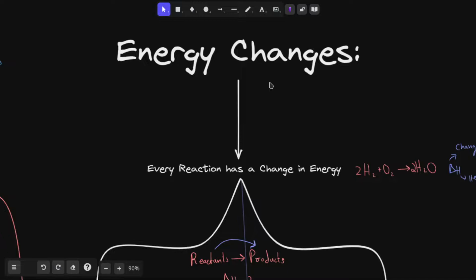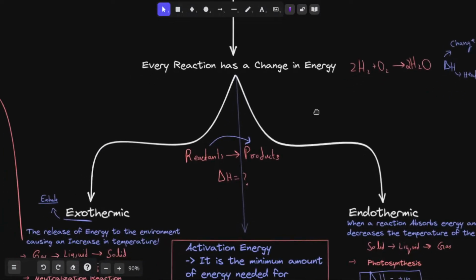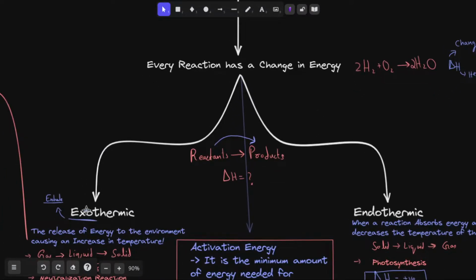Now, every reaction has a change in energy, whether that be the temperature increasing in the environment or decreasing in the environment, that is an energy change. And when a reaction occurs, that energy change would also occur. Right? So, hum isko ab dekhte hain ki hamare paas kaun se types hote hain. Sabse pehle, we have an exothermic reaction on the left and an endothermic reaction on the right.